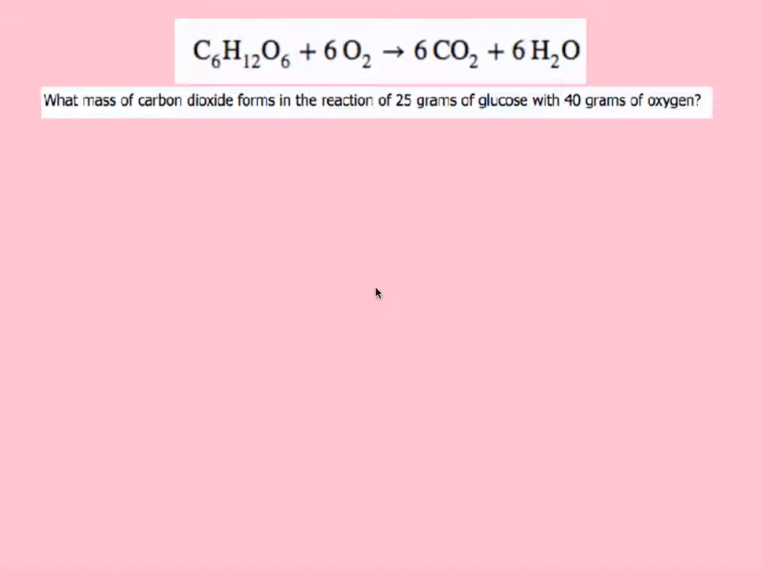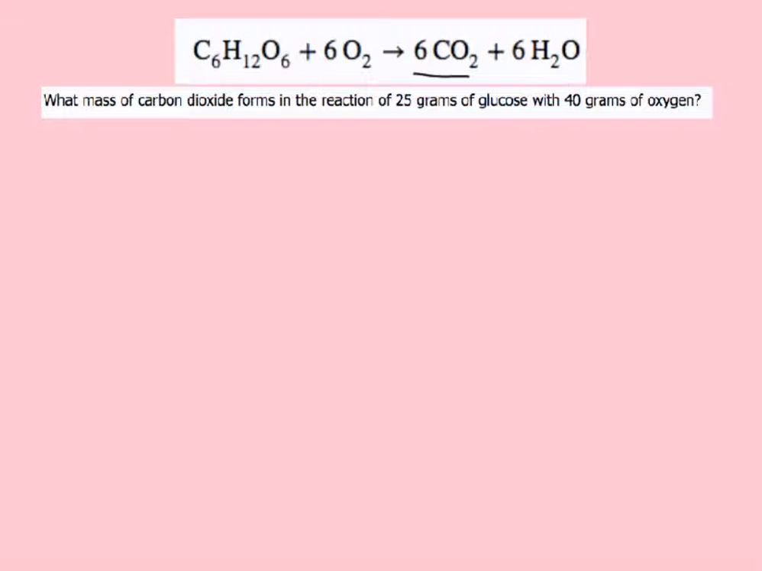Hey everybody, so in this video I'm going to run an example of limiting an excess reagent. We're first going to calculate what mass of the CO2 we could form based on these given masses of our two reactants. And then I'm going to add a little question to the end asking you guys how much of the excess reagent would be left over.